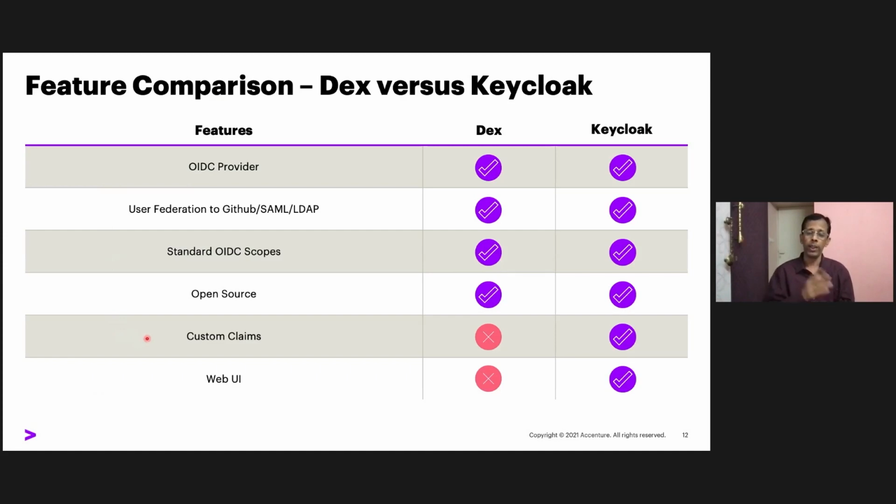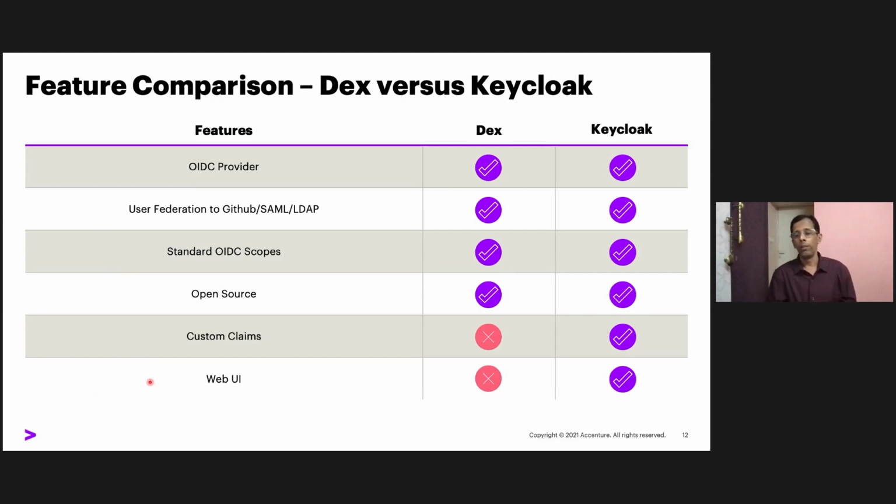So in case of DEX, we need to do all the configuration on the command prompt in config files. And email is supported as the default claim. Claim is nothing but user ID for Kubernetes. So whatever claim we specify, that is identified as a user ID for Kubernetes. And to that, we can map cluster roles. Whereas in Keycloak, you could assign any of the user profile attributes as custom claims.